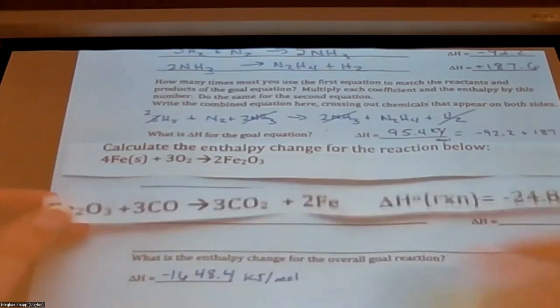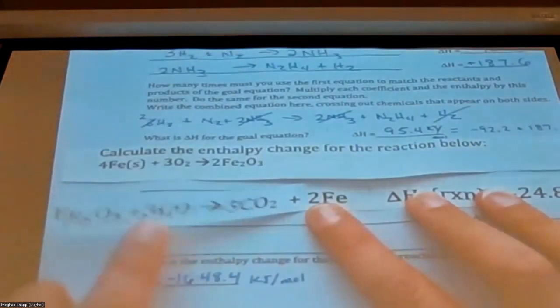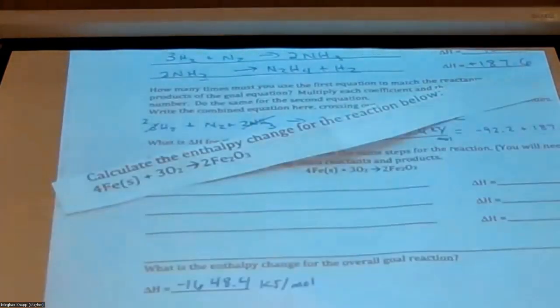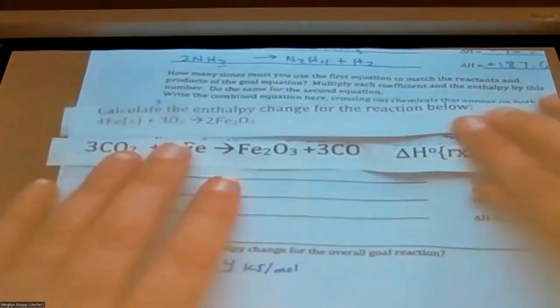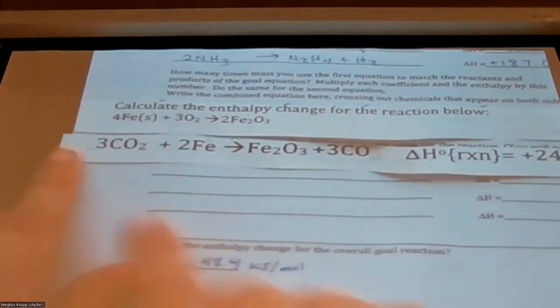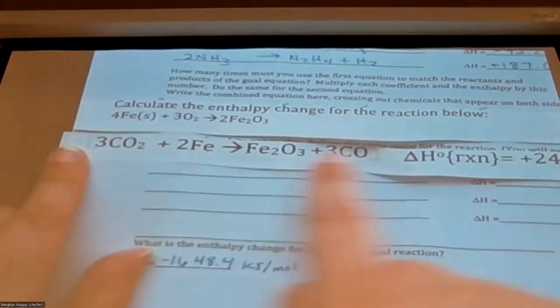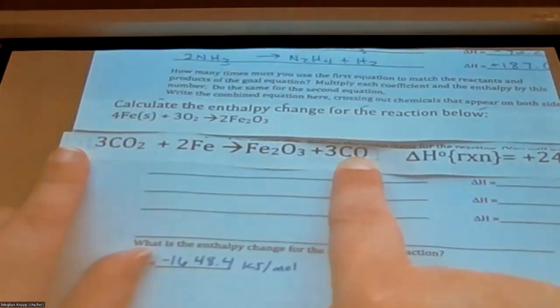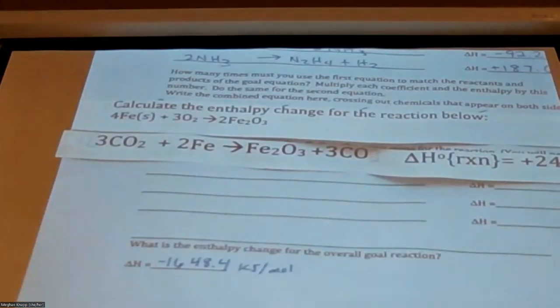So if I put it down this way, I've got the iron oxide as a reactant. I want to make it a product. I got to change it around. Then you're going to arrange the other two slips of paper so that you can cancel out the carbon dioxide and the carbon monoxide. The first thing, just get things on the right side of the equation.